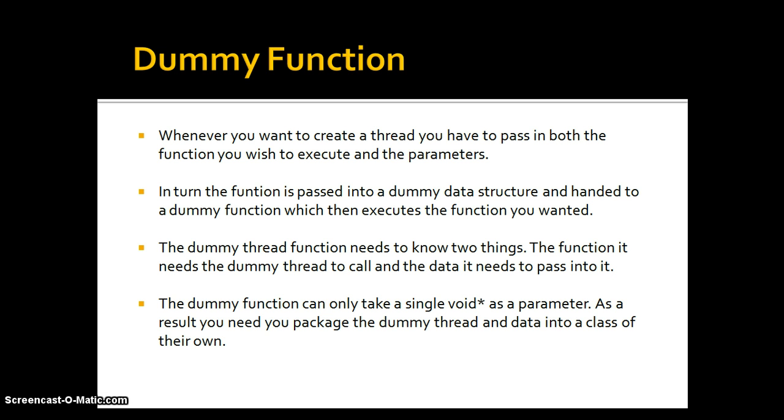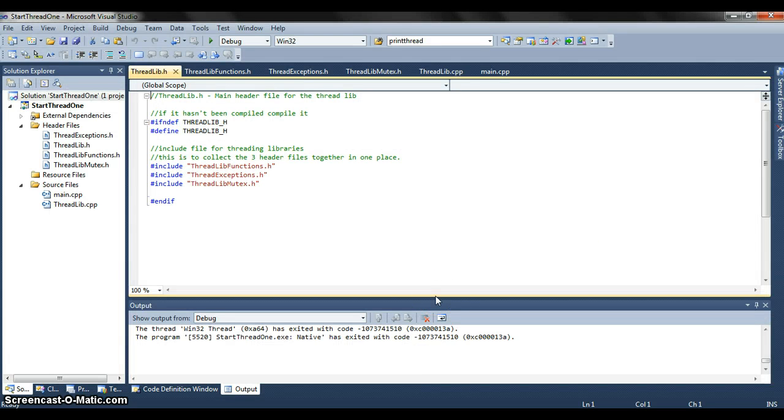The dummy thread function needs to know two things. Firstly, it needs to know the function that the dummy thread needs to call, and secondly, it needs to know the data that it's supposed to pass into the function. The dummy function can only take a single void star as a parameter. As a result, you need to package the dummy thread into a collection class of its own. Now we'll take a quick look at the code.